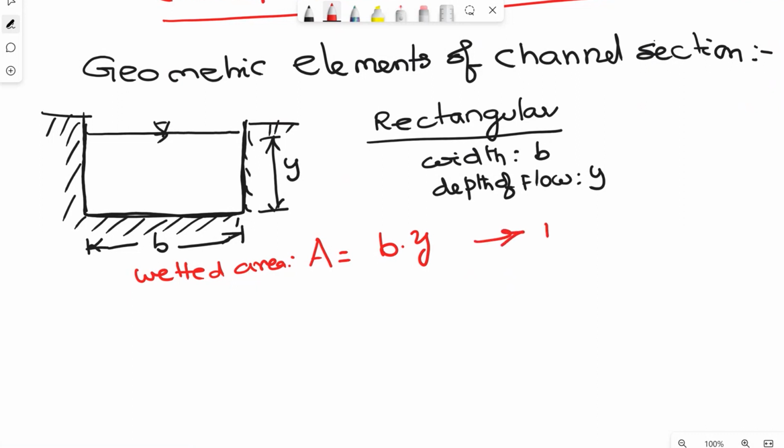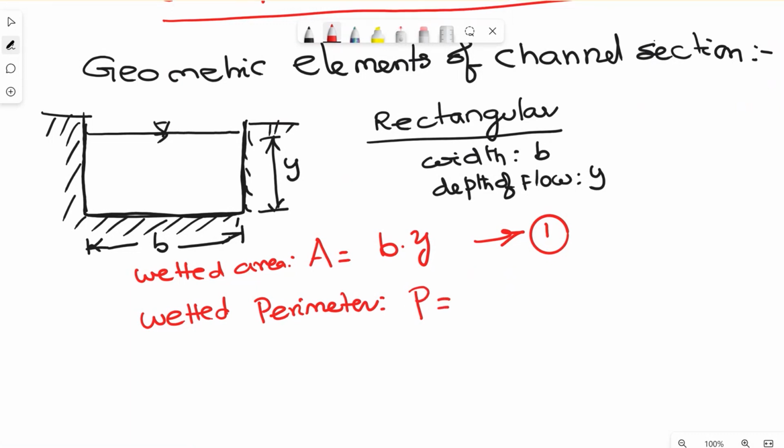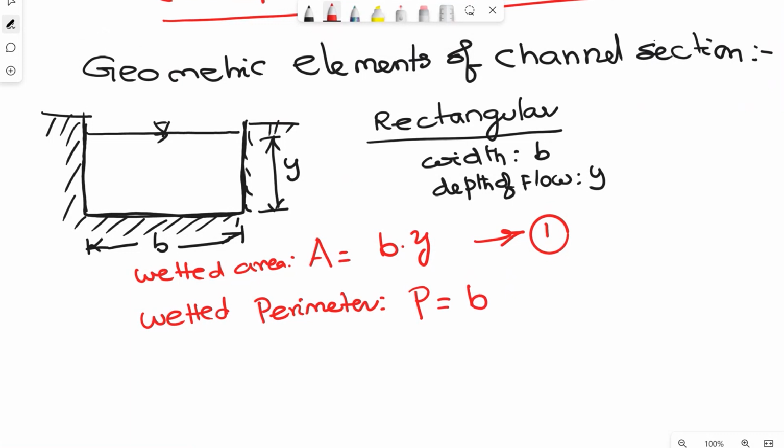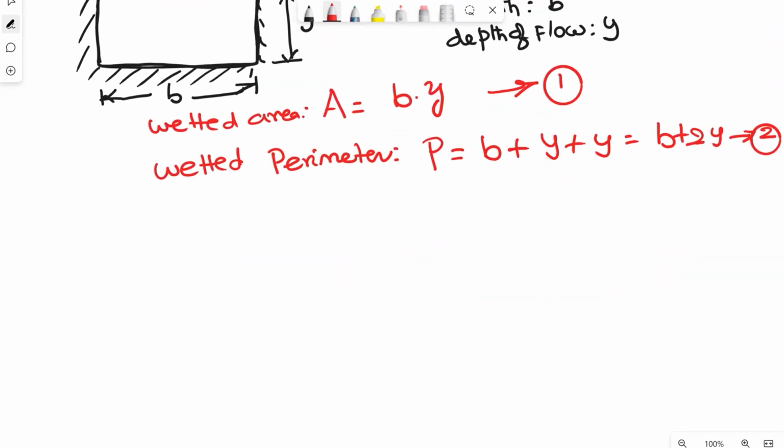This is the first geometric element. The second geometric element is always wetted perimeter, represented by P. If you see, b plus this side y plus y, so it is equal to b plus 2y. Tomorrow you should be able to tell this openly, not calculate it again. Area is by, wetted perimeter is b plus 2y.